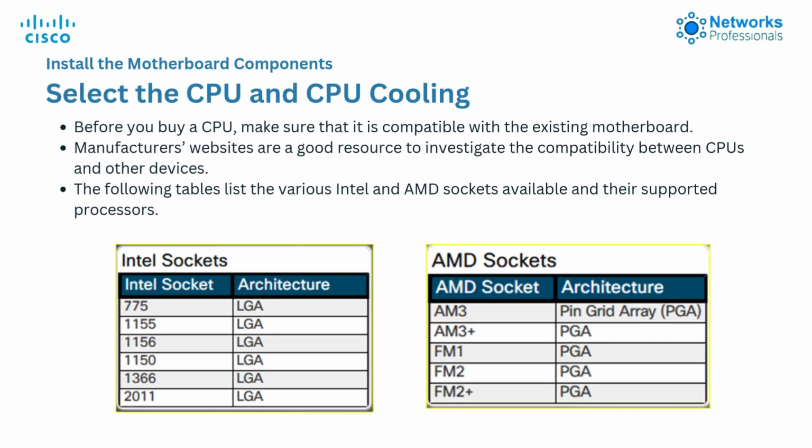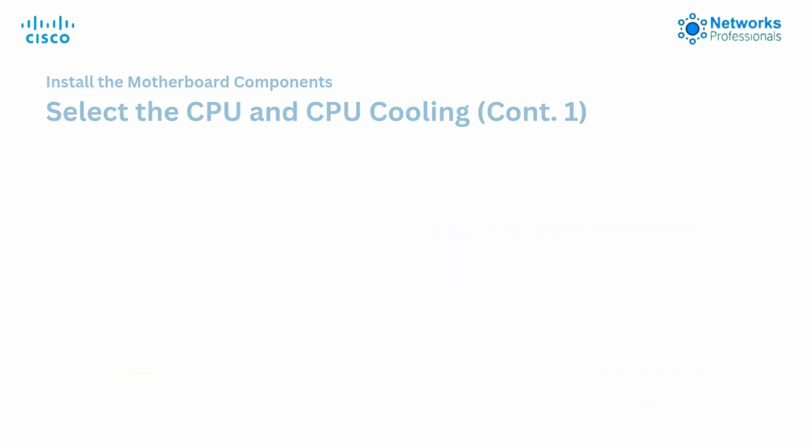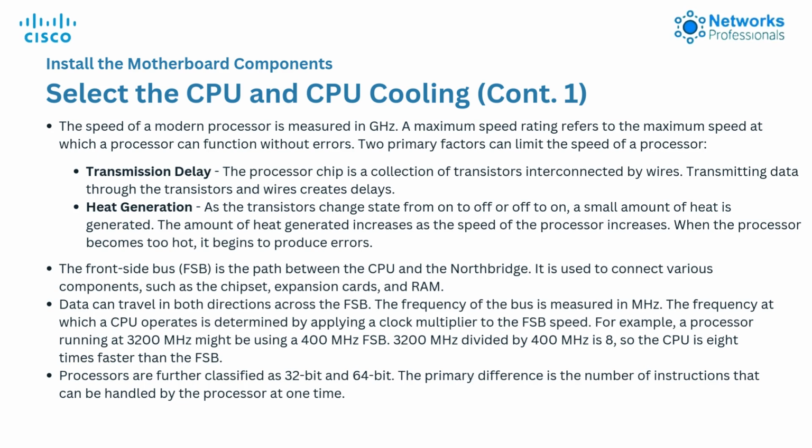Select the CPU and CPU cooling. Before you buy a CPU, make sure that it is compatible with the existing motherboard. Manufacturers' websites are a good resource to investigate the compatibility between CPUs and other devices. The following tables list the various Intel and AMD sockets available and their supported processors. The speed of a modern processor is measured in GHz. A maximum speed rating refers to the maximum speed at which a processor can function without errors.